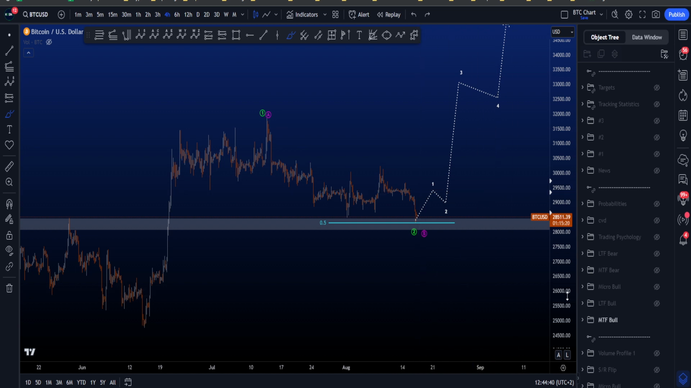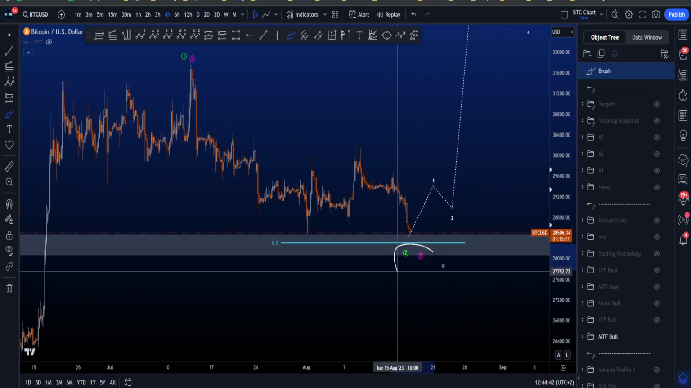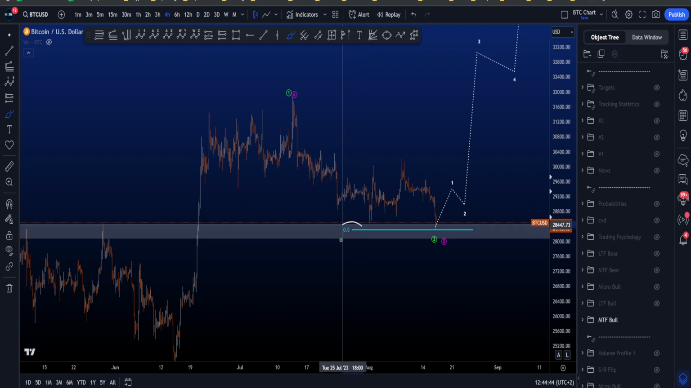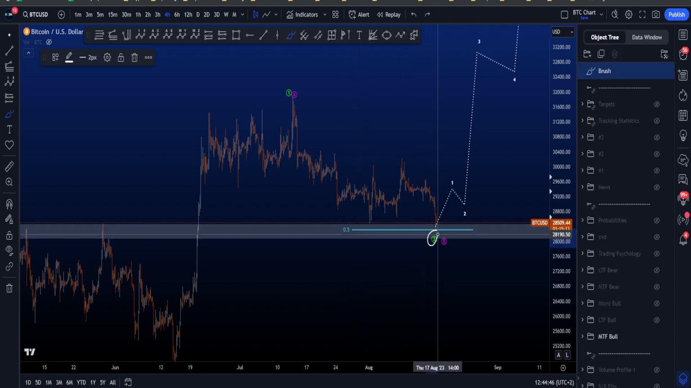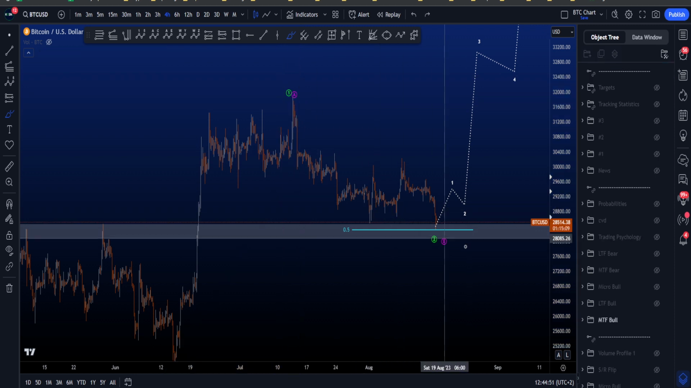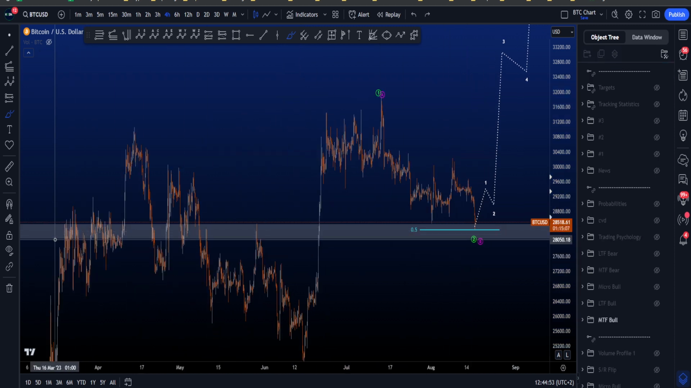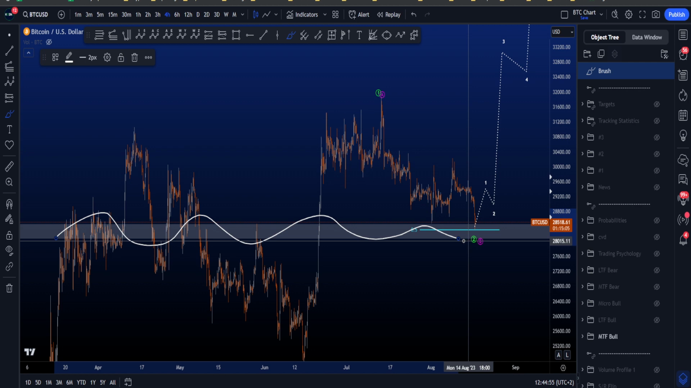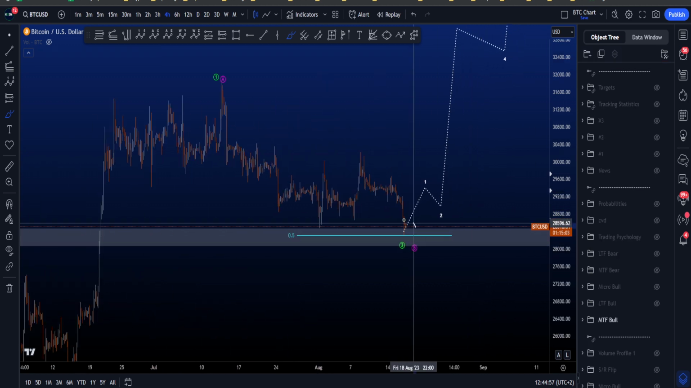bigger wave C. In this scenario, the low of wave 2 or B has been made around the 0.5, which is a common target for both the wave 2 and the wave B, pulled from the low to the high of 1 or A. And also we have an important support resistance area over here for some additional confluence, for this then being a potential low and looking for upside.